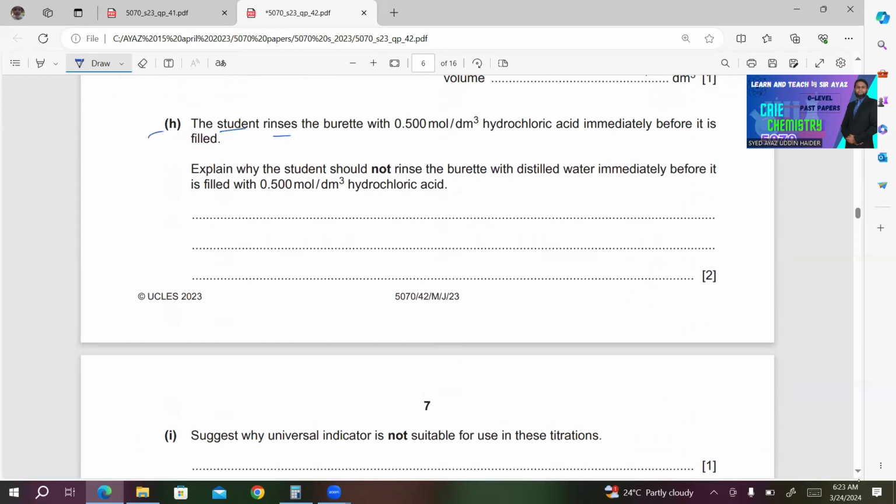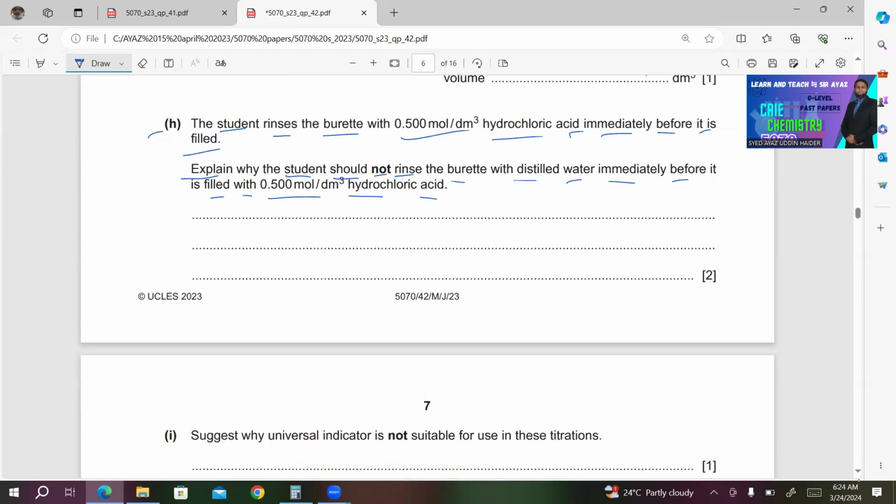The student rinses the burette with 0.5 mol per dm³ hydrochloric acid immediately before it is filled. Explain why the student should not rinse the burette with distilled water immediately before it is filled with 0.5 mol per dm³ hydrochloric acid. So you can write any one from these.